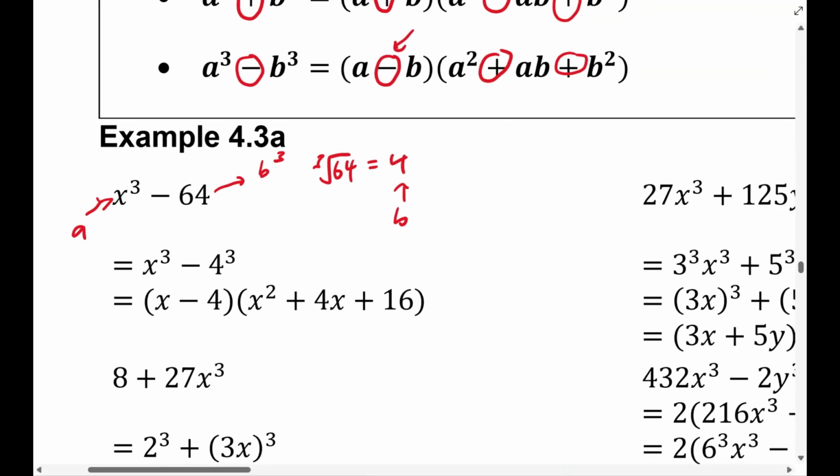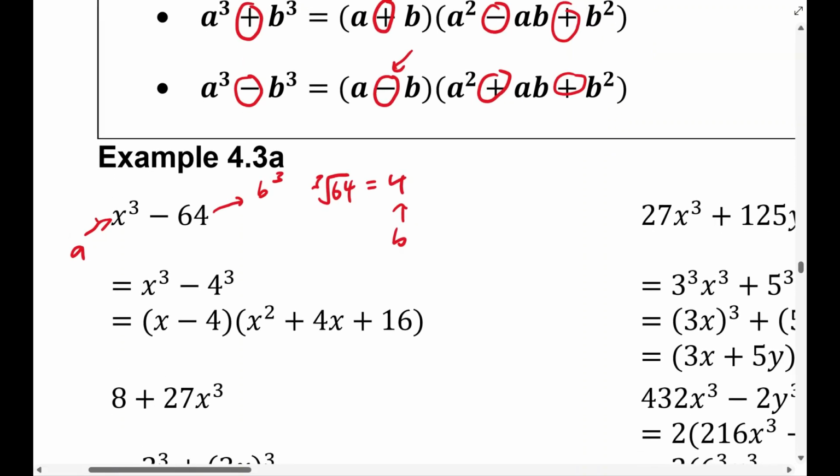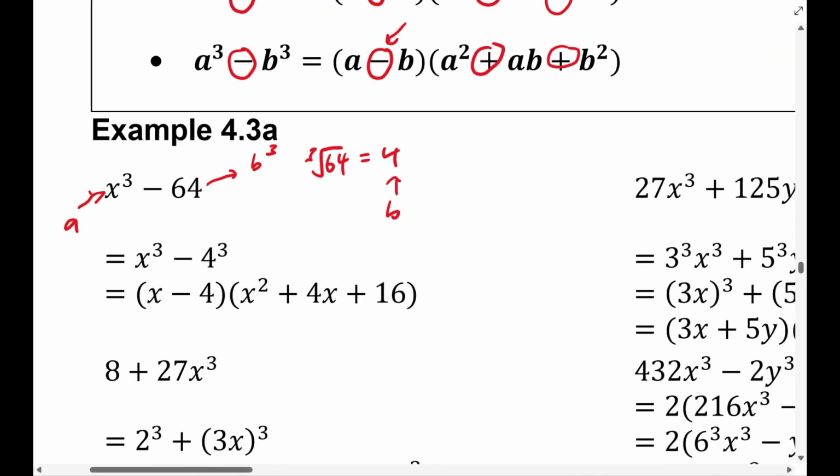So you can now plug a equals x and b equals 4 into your a cubed minus b cubed factorization formula. So your a minus b, a square plus ab plus b square. That's why you end up with x minus 4, because x is your a, b is your 4. Then x squared plus 4x plus 16.